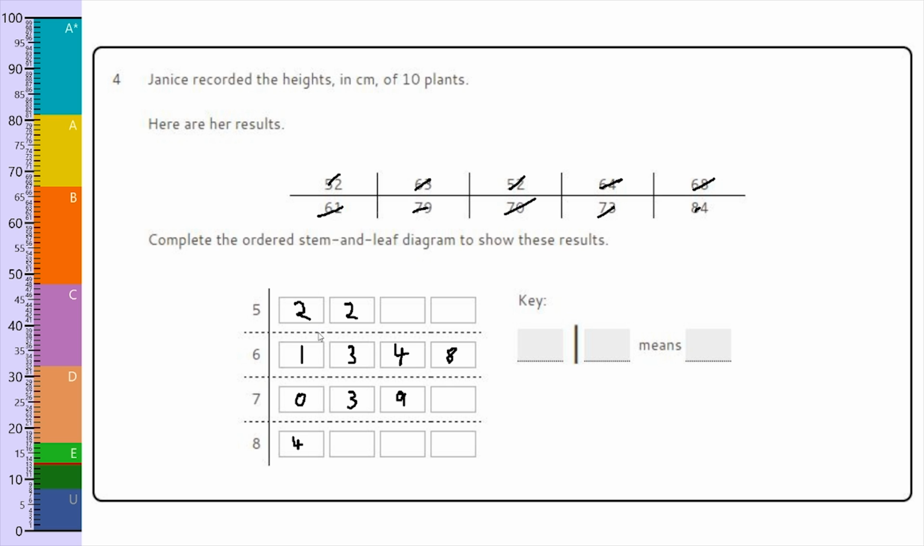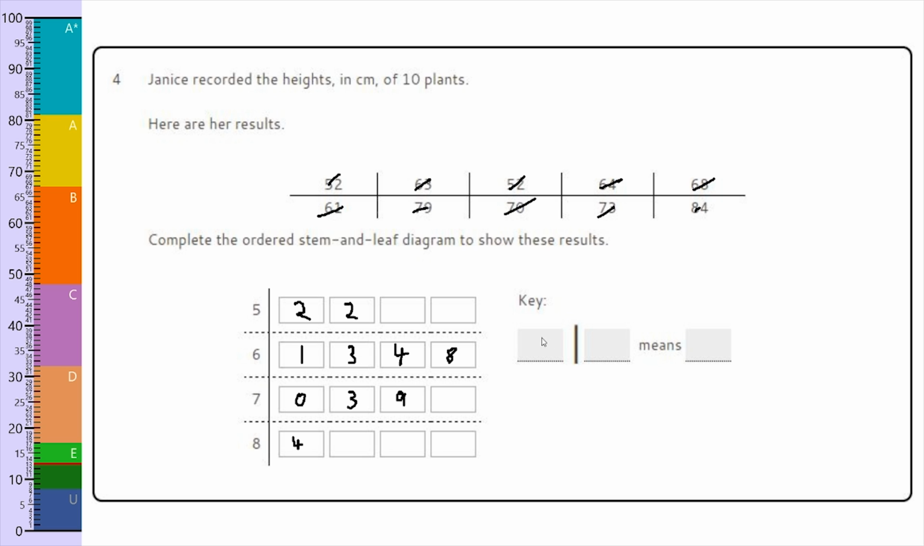Okay, so that's 1 mark for getting them in the stem and leaf diagram, and understanding that instead of 52 we just write 2, and instead of 73 we just write the 3 next to the 70. And then the second mark is for putting them in order of size. So if I put the 3 here and the 1 here, then it would only be 1 mark.